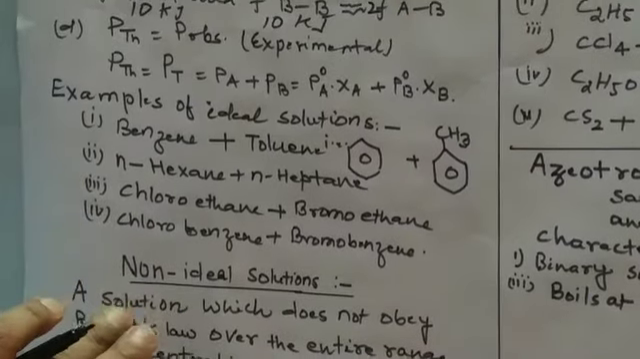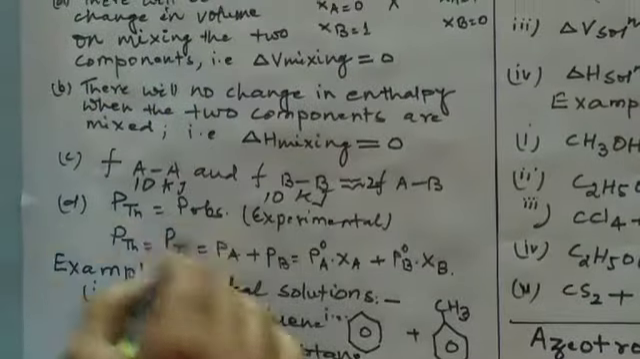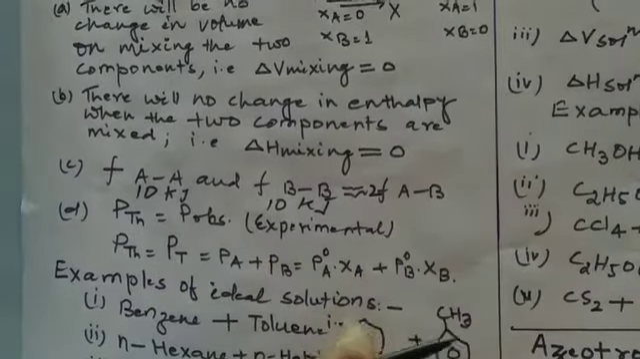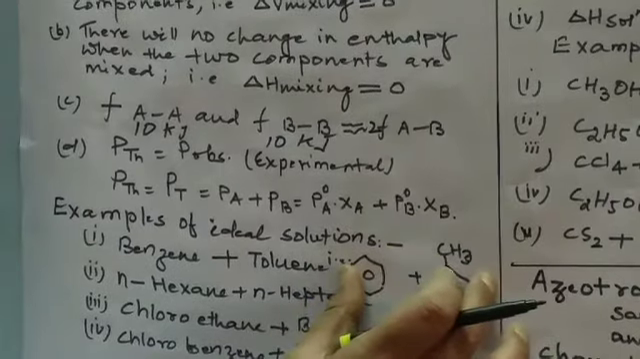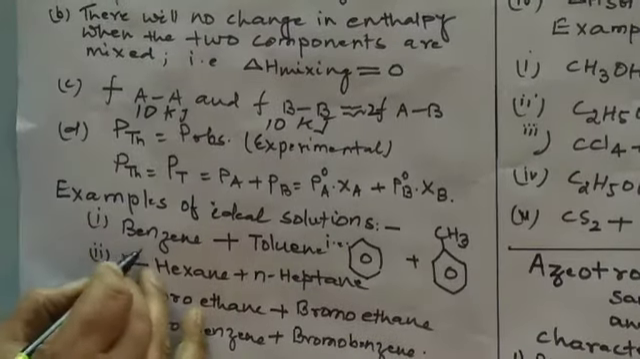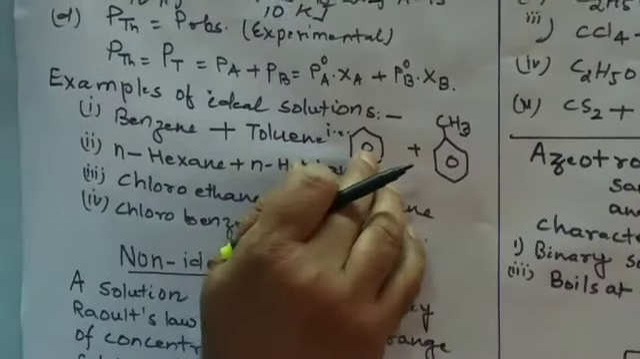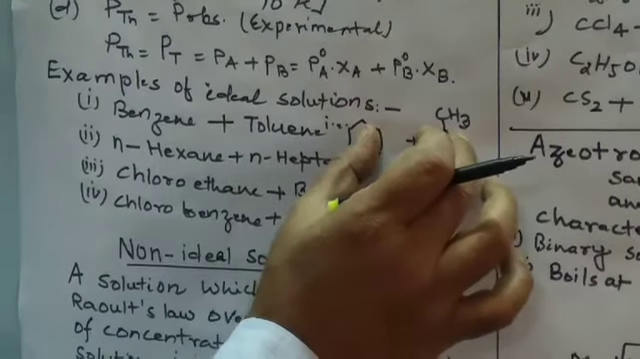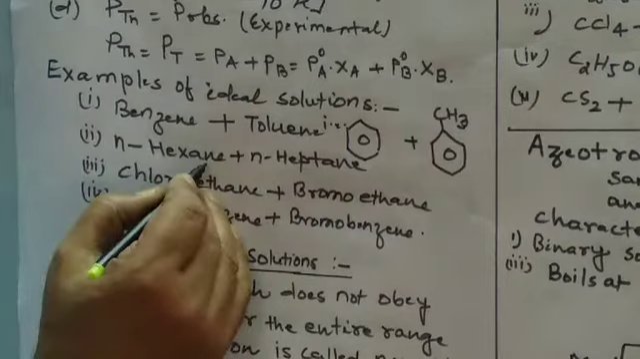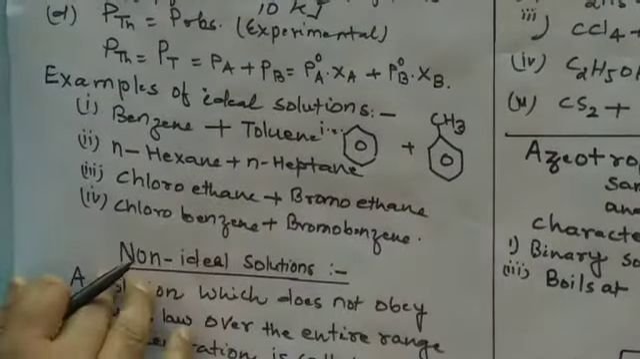The examples are, also do know that a solution forming an ideal solution means the components of an ideal solution are forming a homogeneous mixture. They are perfectly miscible. So the examples are benzene plus toluene. Why are they ideal? Because this is the formula of benzene, this is the formula of toluene, and they are of comparable molecular masses. Likewise, normal hexane and normal heptane, a mixture of these two is an ideal solution.